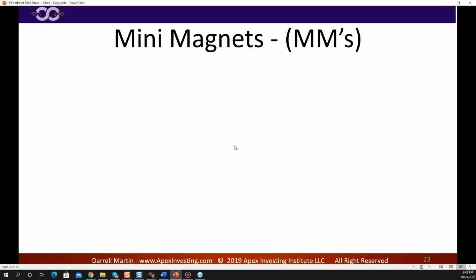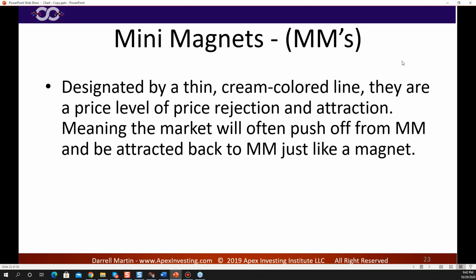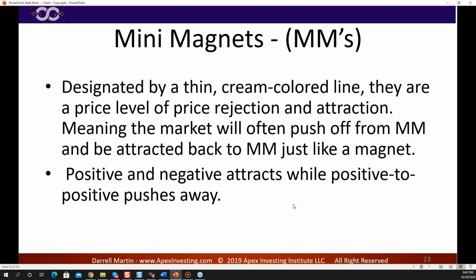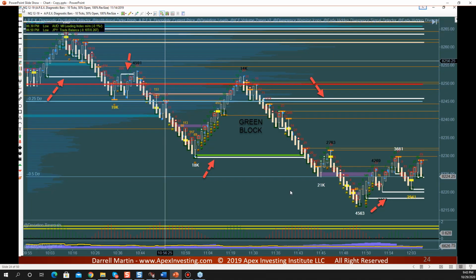Let's talk about mini magnets. Mini magnets are very important, and they are a very big part of the chart and some of our walls and levels. They're designated by a thin white or cream colored line. They're a price level of price rejection and attraction, meaning the price will normally push off of a mini magnet and will attract back to mini magnets.